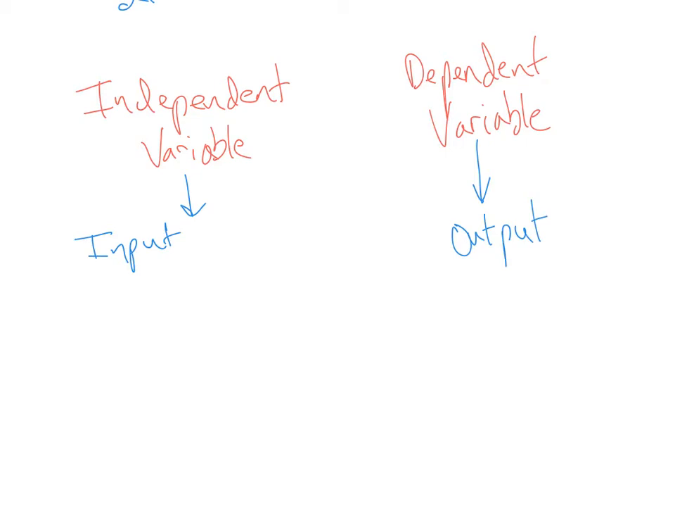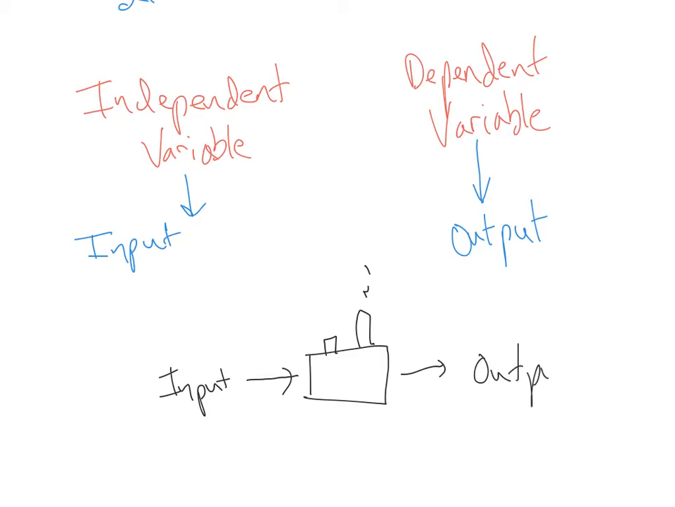So once again, the function machine takes an input, throws it into the machine, and then an output comes out of the machine. Independent variable is just another word for input. Dependent variable is another word for output. Usually in math, we use the letter X to represent our inputs, and we use Y for outputs. That's pretty standard, X being input, Y being output.